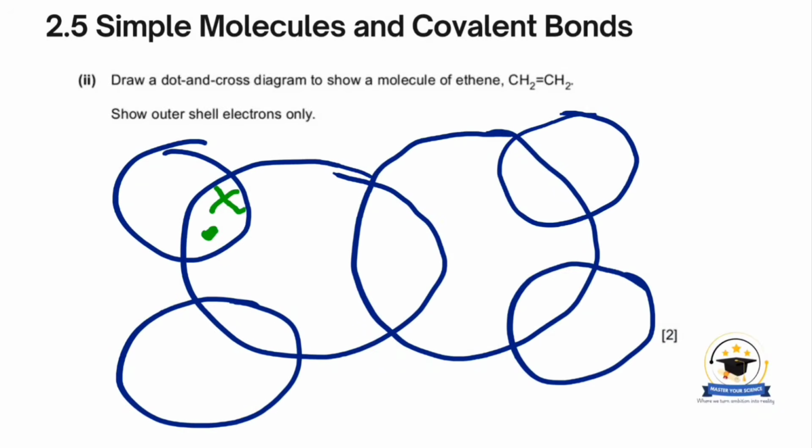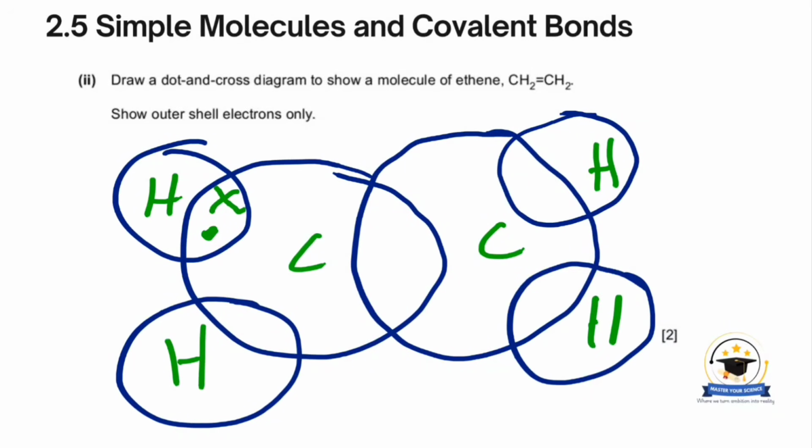Show which elements these are, so the same for each hydrogen. So hydrogen cannot have more than 2 electrons. So that's hydrogen. So now looking at each carbon atom here, we see that carbon has used 2 of its electrons to bond with the hydrogen. So it has 2 more electrons left.